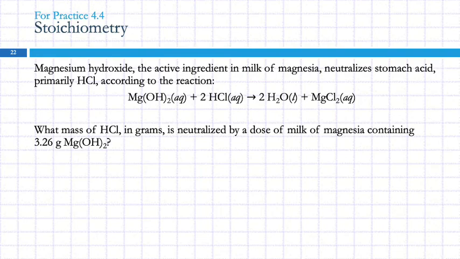Let's do another example. Magnesium hydroxide, the active ingredient in milk of magnesia, neutralizes stomach acid, which is primarily HCl, hydrochloric acid, according to this reaction. Milk of magnesia sounds friendly, doesn't it? It's magnesium hydroxide. It's a chemical. Stomach acid sounds better than hydrochloric acid. We all have hydrochloric acid in our stomach, which is good because if we didn't, we couldn't digest our food.